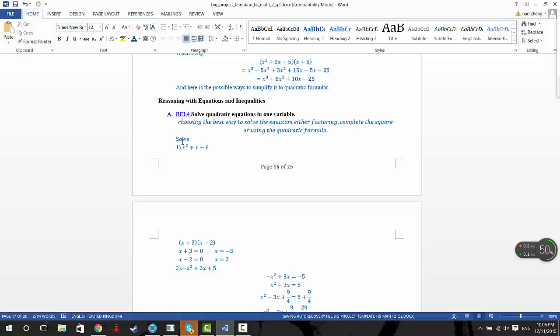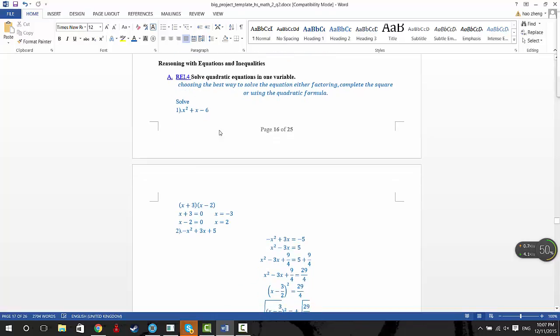So the first choice, we're going to use factoring. It's the easiest way, and then complete the square. If you still can't do it, just use the quadratic formula. Okay, so example one is solve x squared plus x minus 6.